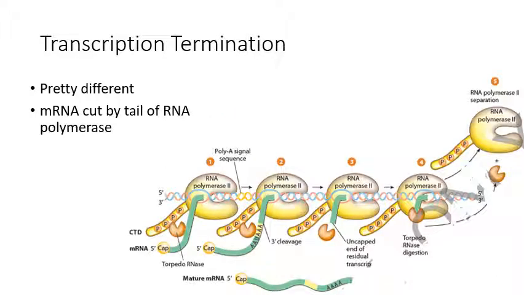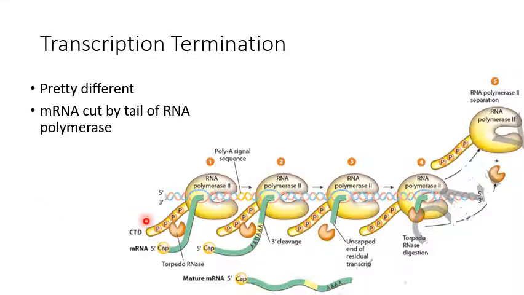Then you have transcription termination. The way that transcription stops in eukaryotes is pretty different from how it stops in bacteria. In bacteria, you will commonly have the transcription termination signal transcribed into the mRNA, and then that forms a hairpin loop in the mRNA, which forces the polymerase off of the DNA. In eukaryotes, it is different.